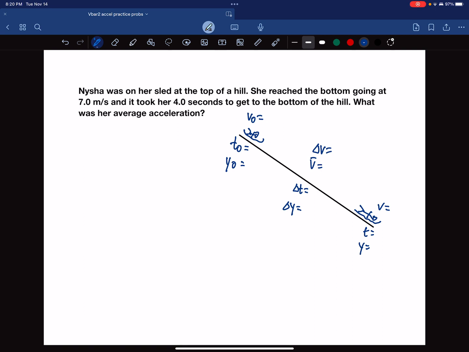She reaches the bottom going at 7.0 meters per second. Oh, so her velocity at the bottom is 7.0. And we know it took 4 seconds. Well, that 4 seconds is the total time it took.